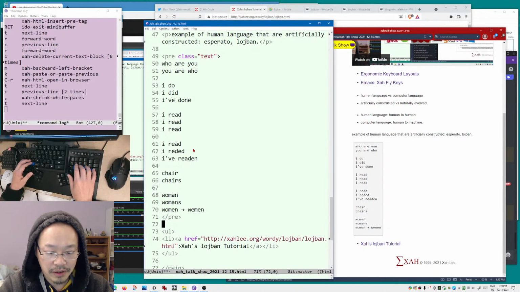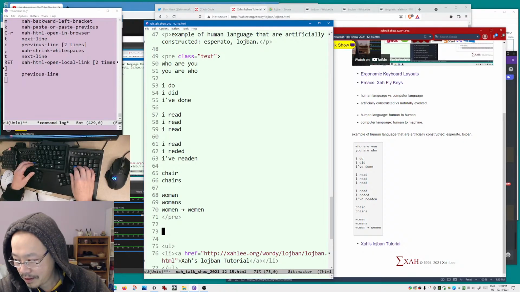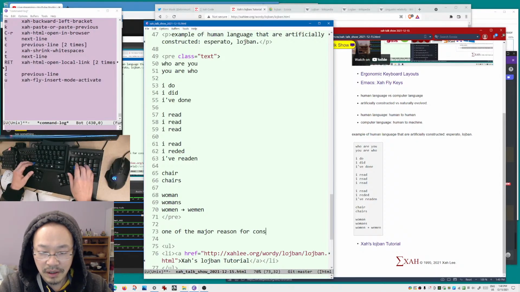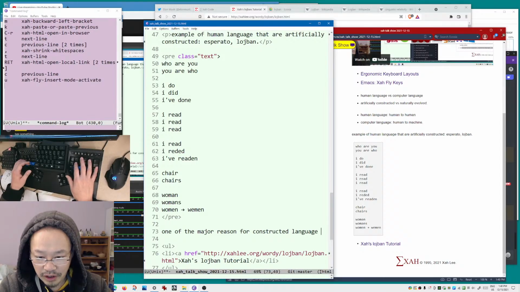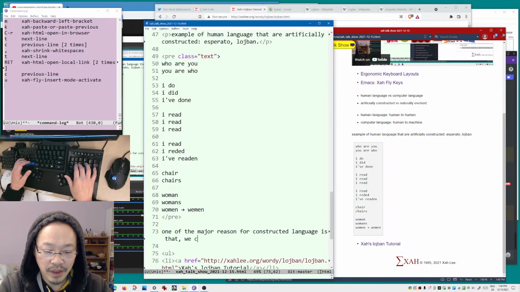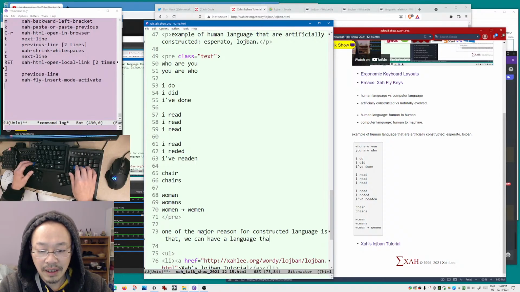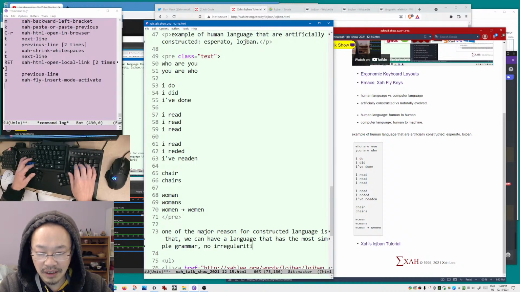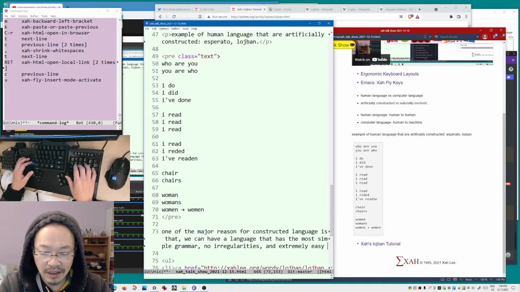Now let me mention constructed languages, okay. One of the major reasons for constructed languages is that we can have a language that has the most simple grammar, no irregularities, okay, and extremely easy to learn.